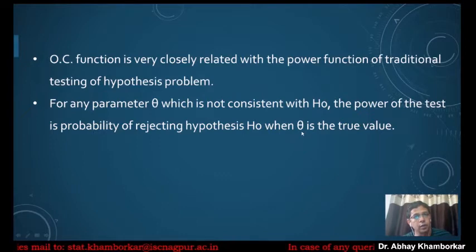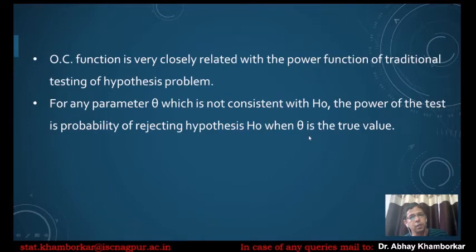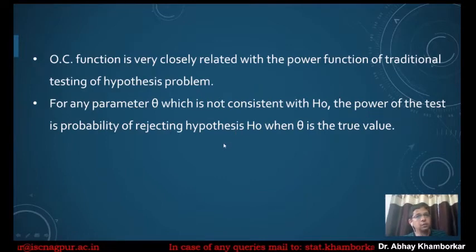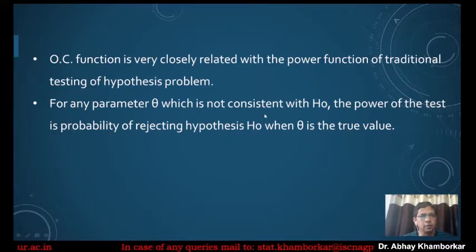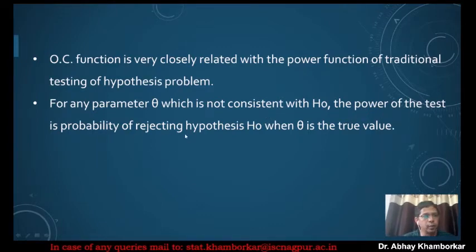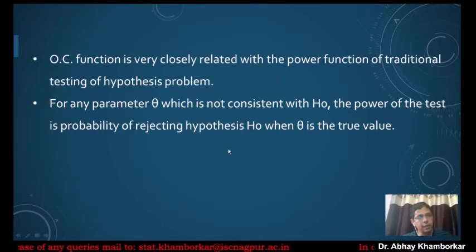In other words, theta not consistent with H naught means H1 is true, and the decision we are taking is rejecting the hypothesis H naught. In other words, this is the correct decision. If I say that parameter theta is not consistent with H naught, it means that H1 is true, and what I am saying here is the probability of rejecting the hypothesis H naught. Rejecting the hypothesis H naught when H1 is true is nothing but the power of the test, and that's what I have written.